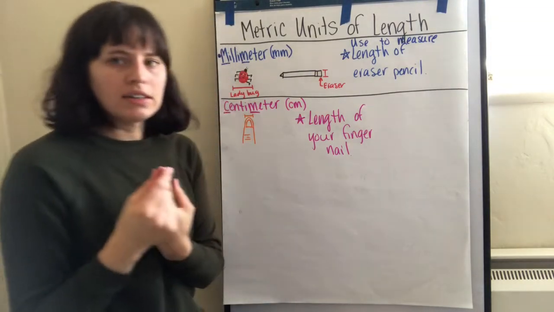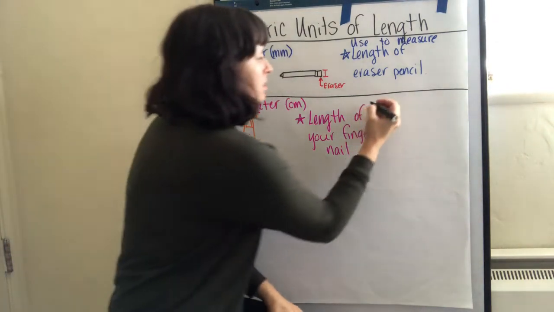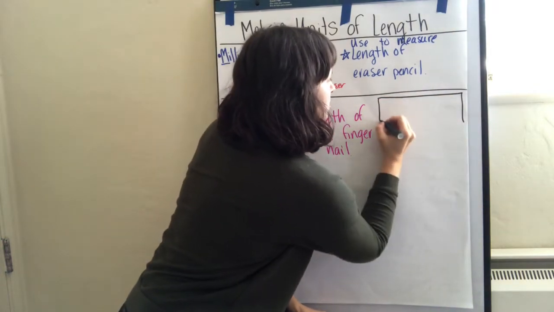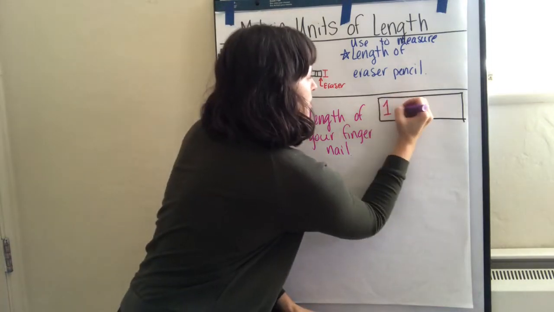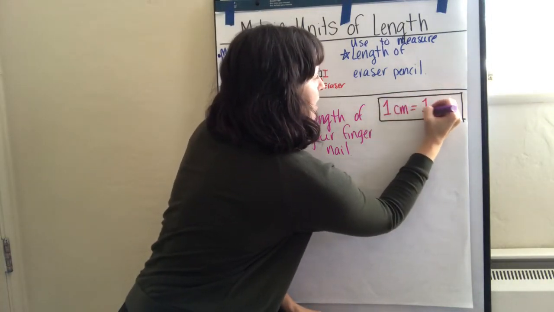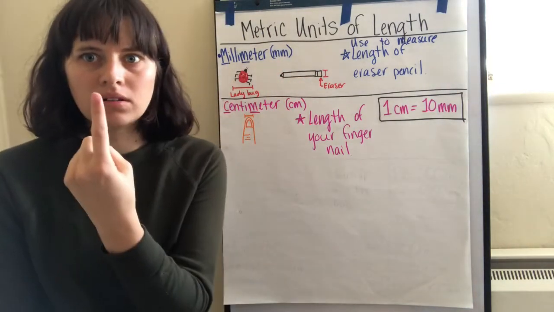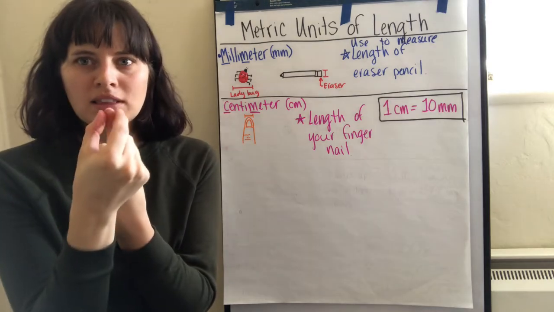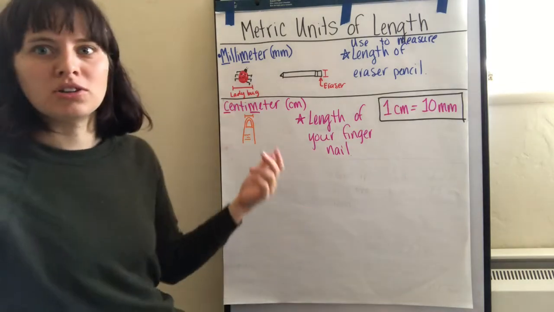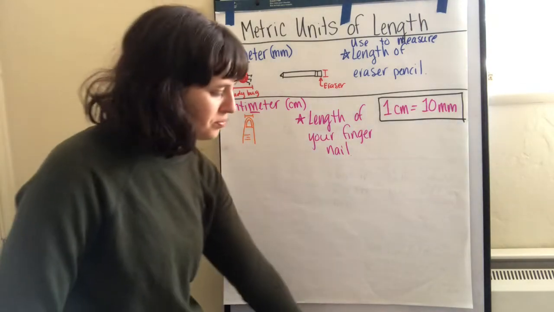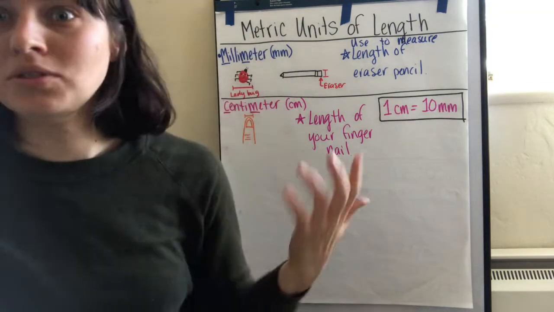And then to give you an idea of how small millimeters are, let's write this. Just to give you an idea, 1 centimeter is 10 millimeters. So if I split this little area up into 10, that's how small a millimeter is. So that's why you would use it to measure like a ladybug or your eraser. And your eraser is smaller than a centimeter. That's why you would use millimeters.